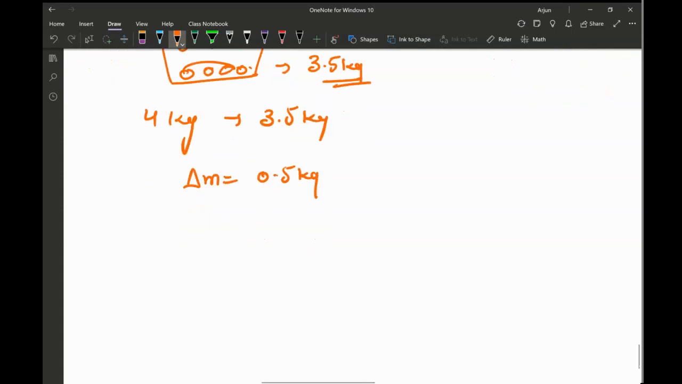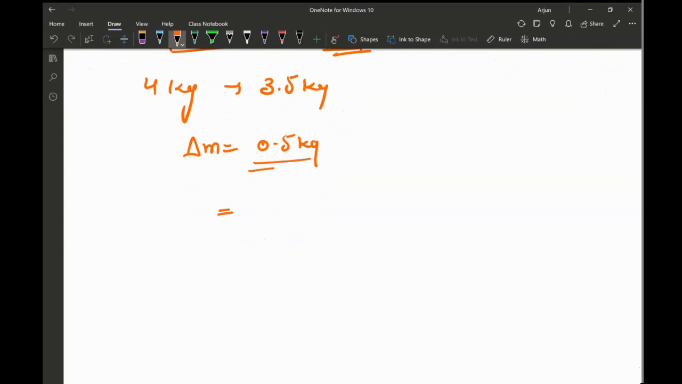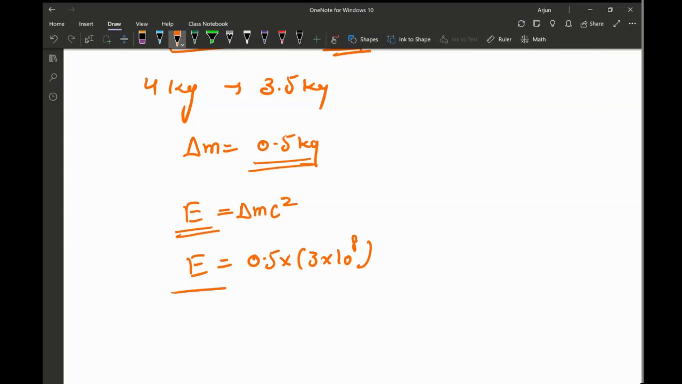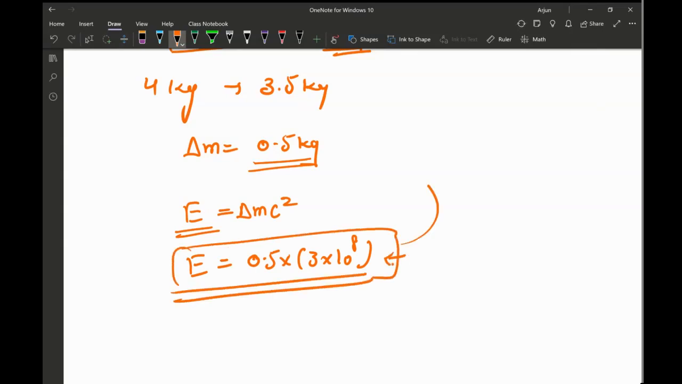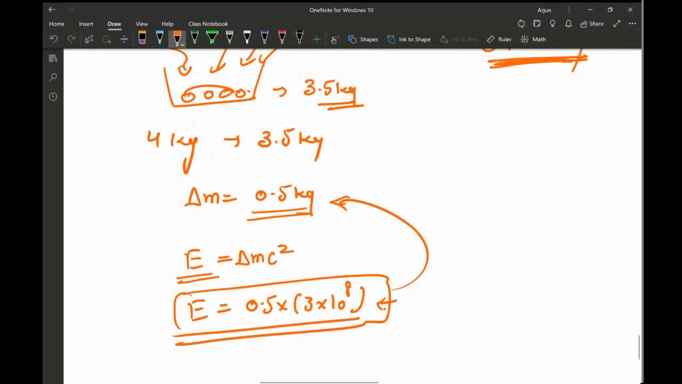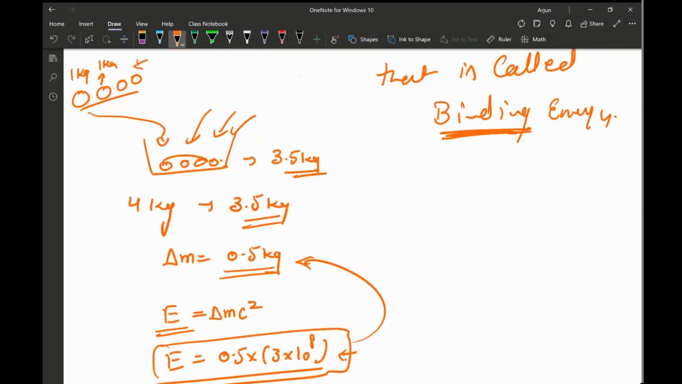And that 0.5 kg will convert in the form of energy, delta m c square. And that is the energy which will be produced. So 0.5 multiplied by 3 times 10 raised to power 8, squared. That is the energy produced. And this is the binding energy, the amount of binding energy, which is caused by this mass defect. Here in this case, I've taken some random numbers in kgs. It cannot be in kgs, but I just wanted to give you guys a simple example.